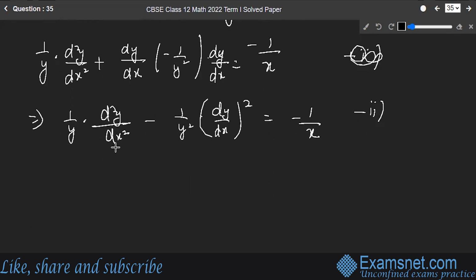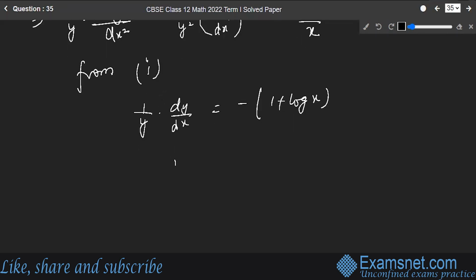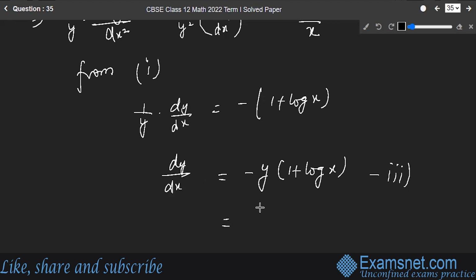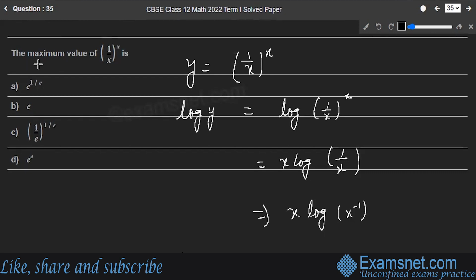So from equation 1, what did we get was 1 by y dy by dx is equal to minus 1 plus log x, or you can write down dy by dx is equal to minus y into 1 plus log x. Let's say this is the third equation, right? And this is equal to, this was (1/x)^x into 1 plus log x. Now, for the maximum or the minimum values, you have to consider the maximum value.